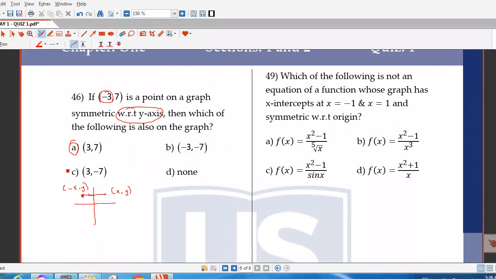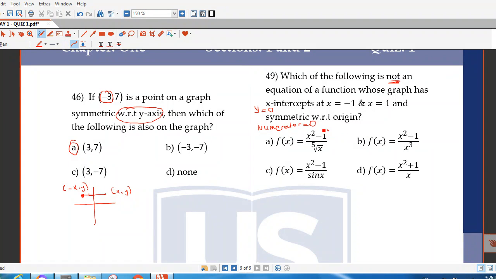Last two questions. Question 49. Which of the following is not an equation of a function? The graph has intercepts -1, +1, and there will be symmetry with respect to origin. X-intercepts are the case of writing 0 for y, and they are all rational functions. And till now, in all the questions that we did, finding y equal to 0 always gives us 0 numerator.